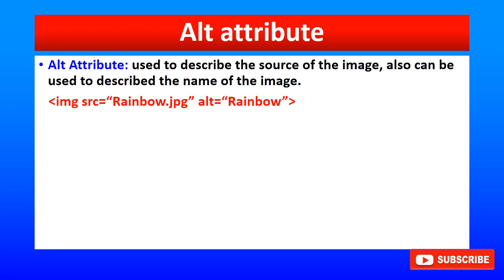Now what should be written here against alt? Then against alt you can either write the name of the image as we have given here in the example, or you can also write the complete path, that is the complete source of the image along with the name. Both the things could be written here. And it is always advisable to define this attribute, that is alt attribute should always be defined as it describes the image.